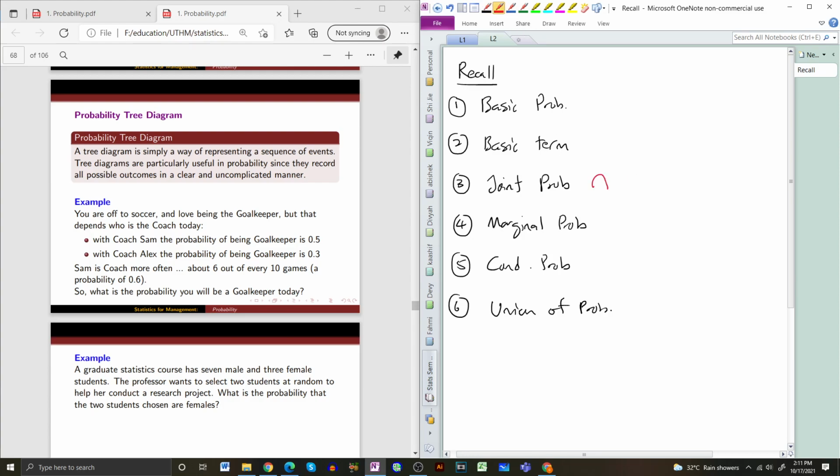Joint probability means with intersection, union means with this sign, and conditional is something like this, which is the formula A given B, for example like this. Marginal is, let's say you want to find the probability of A, then you need to add whichever is joined with A. For example, if B1 is there, then add B2. If you have a B3, then add that too, to get the probability of A.